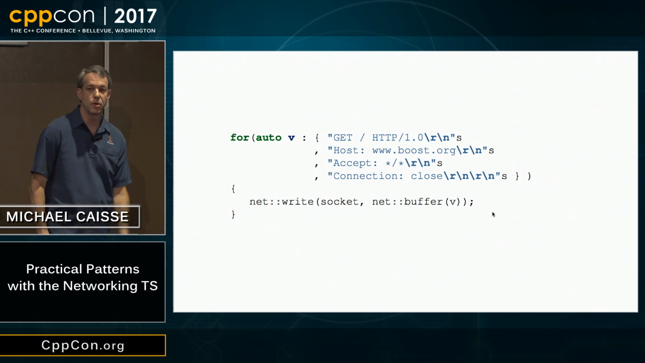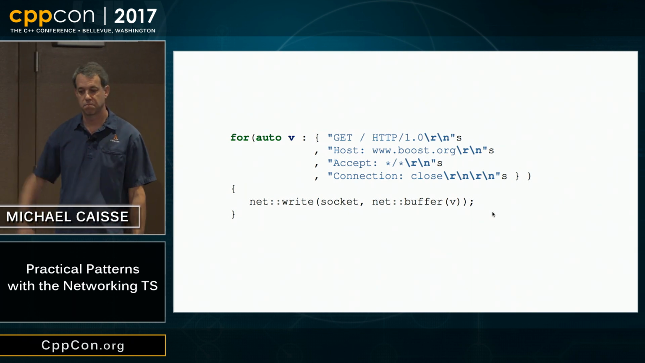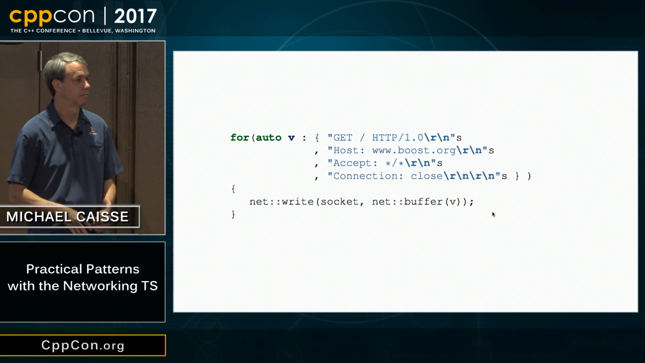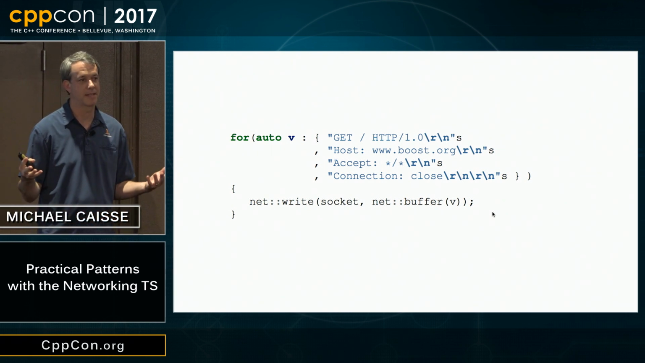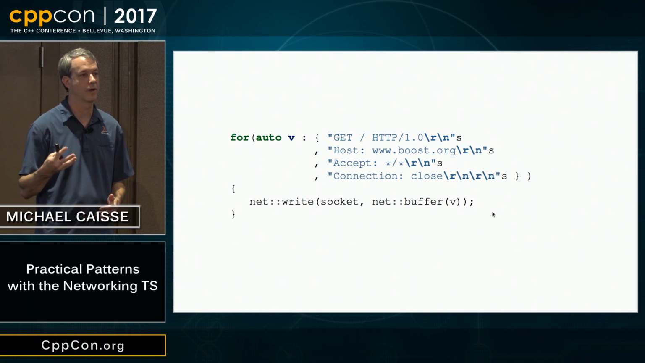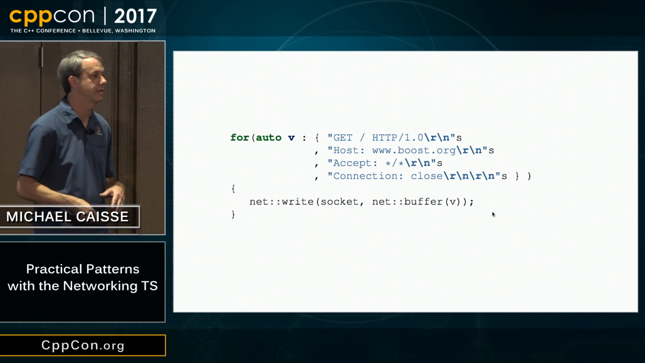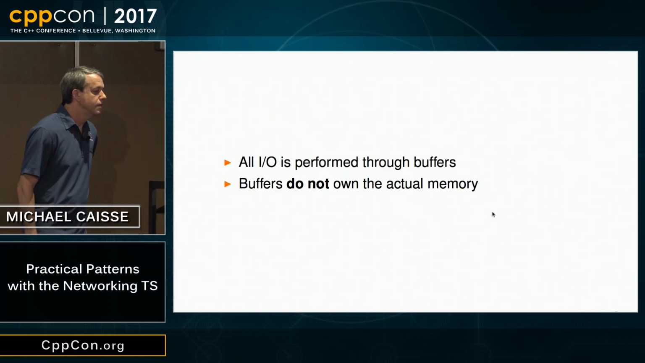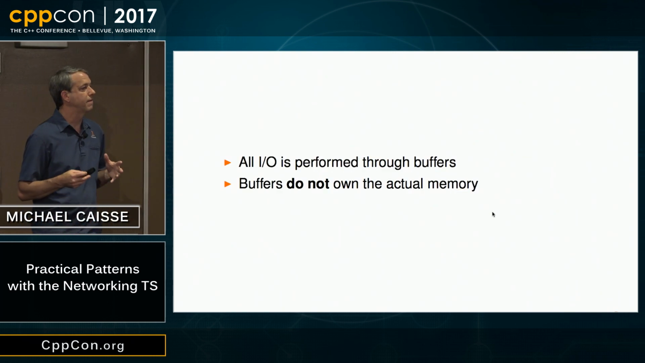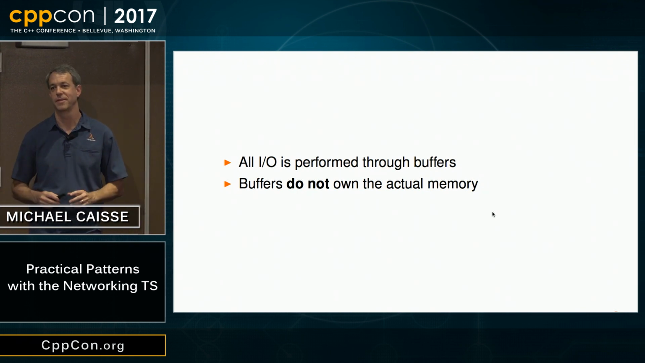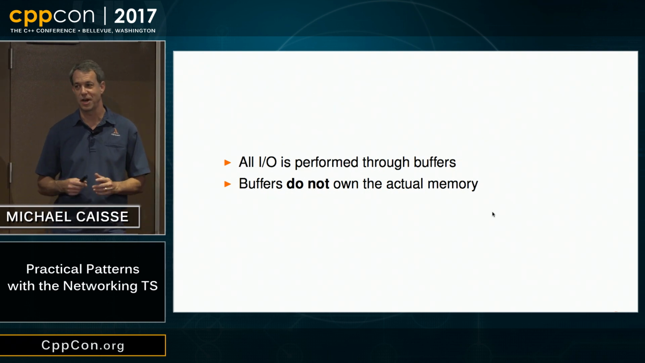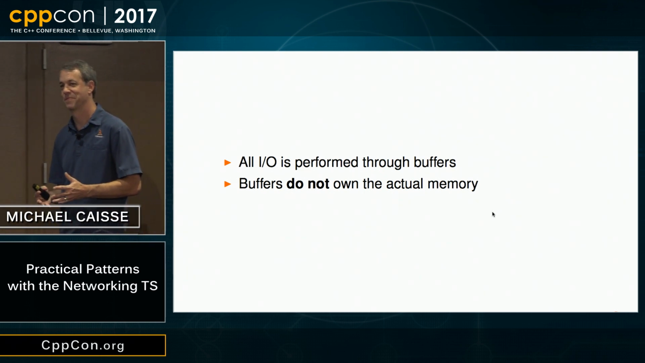All right, so writing, what kind of error handling do we have for this write? Exceptions, because we're not passing in an error code. So on the write, we are passing it the socket, and we're passing it a buffer. All I/O is performed through buffers. Buffers do not own the data. The data is not owned by the buffer.